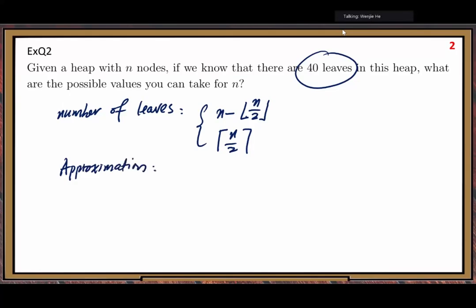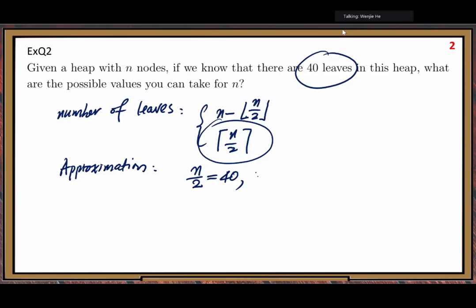First step, we do approximation. Let's take this one term, n over 2 ceiling function. Let's just use n over 2 equals 40 and see what happens. Because for approximation, we just want to get approximately what the n value is.